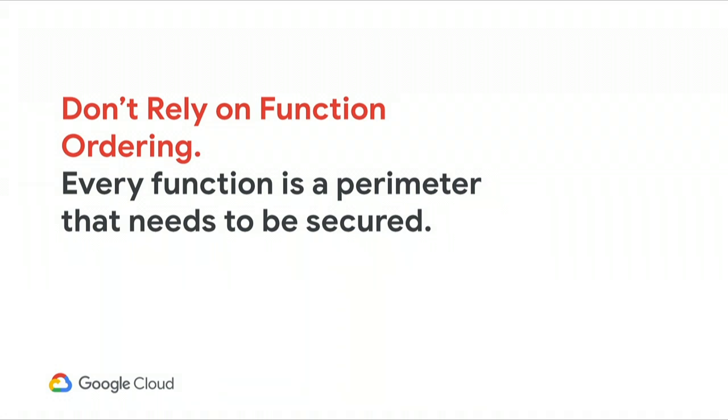All right. Don't rely on function ordering. Every function is a perimeter that needs to be secured. And when I think about this one, I think about how I don't not lock my safe just because I've locked my door, right? Don't rely on these initial functions to protect the ones that are maybe further in your app, right? Every function has a perimeter that needs to be secured. Fourth, don't rely on immutability. Assume servers can be reused. And just in general, don't make assumptions that could compromise your security, right?